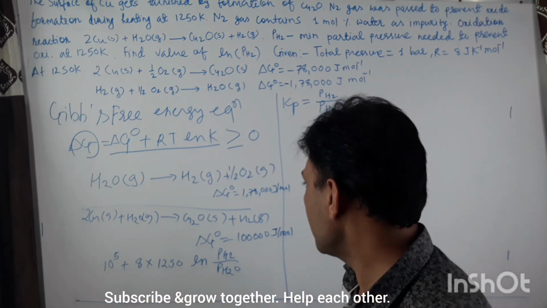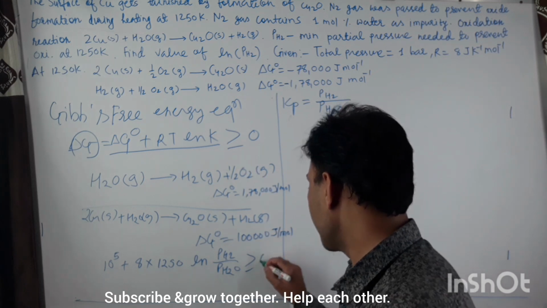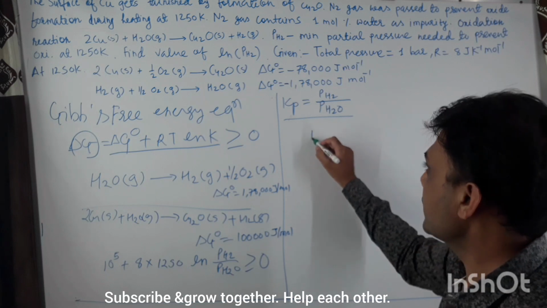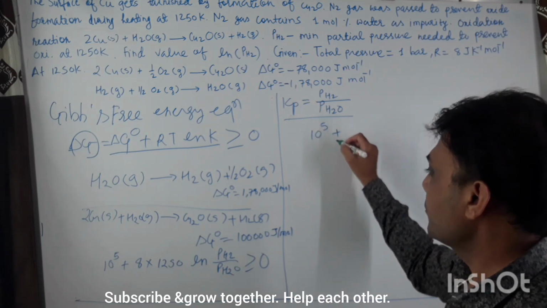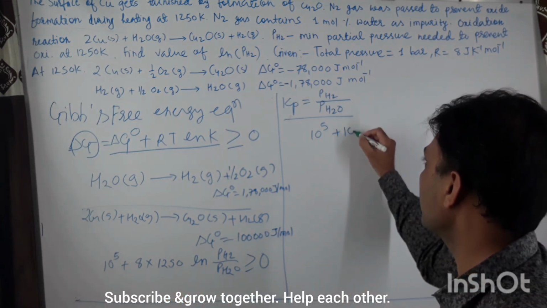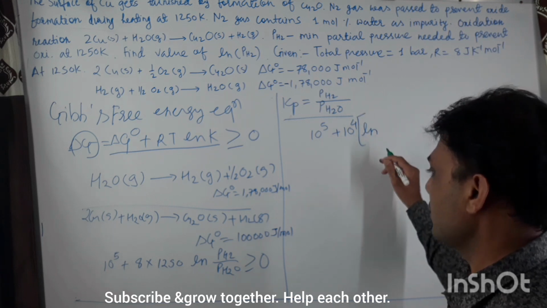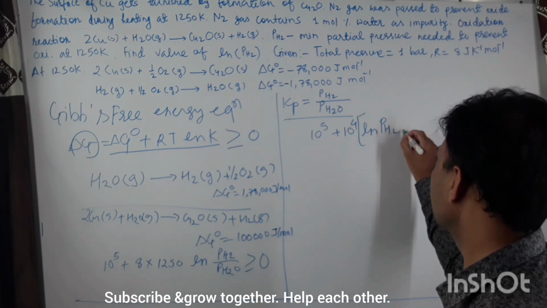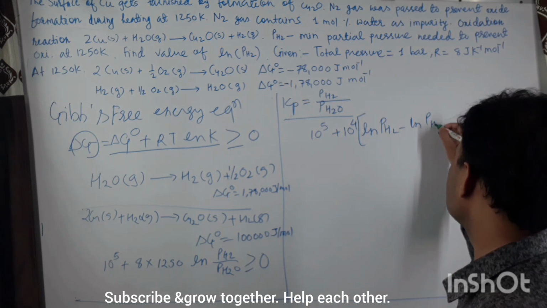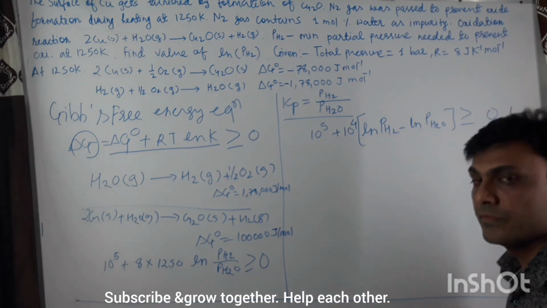After solving this equation, we will get the value of minimum this. This should be greater than or equal to 0. Now 10 raised to power 5 plus 8 into 1250, it will become 10 raised to power 4, 10,000, into ln pH2 minus ln pH2O, greater than or equal to 0.